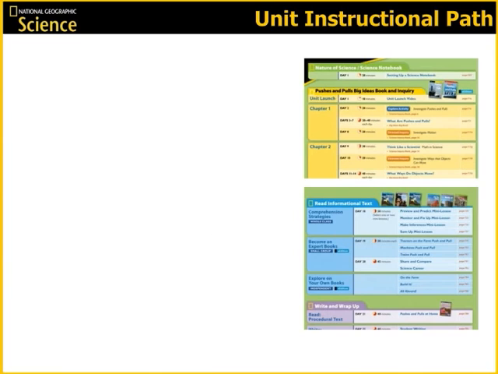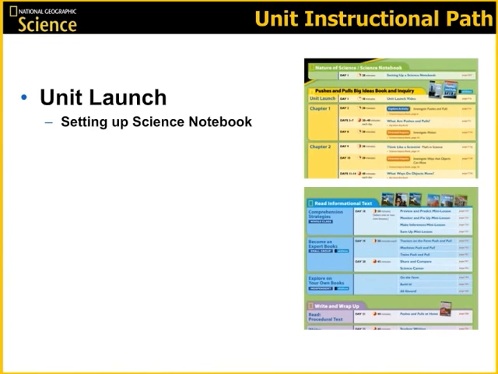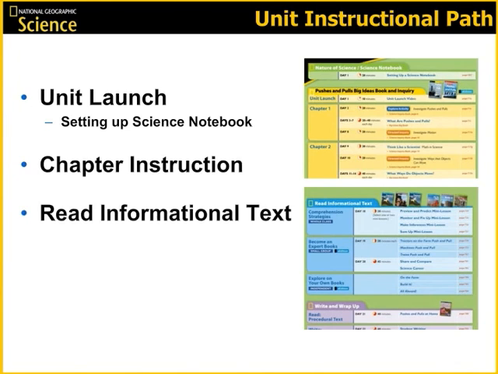Each unit in NGScience follows the same instructional path for 1st and 2nd grade. You'll always begin with the unit launch and setting up the science notebook. Then you'll work through the chapters using the Big Ideas book. There are 3 chapters per unit at Grades 1 and 2. After the final chapter, students will read informational text before moving on to the write and wrap-up section.